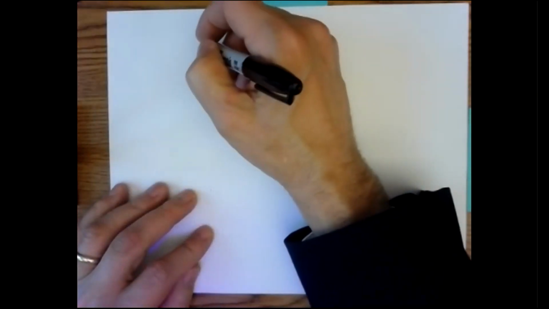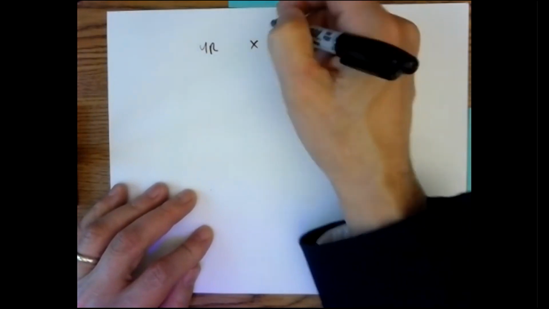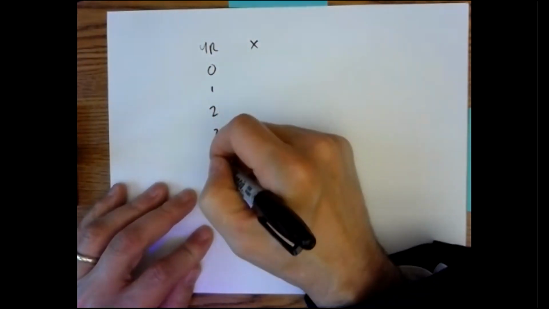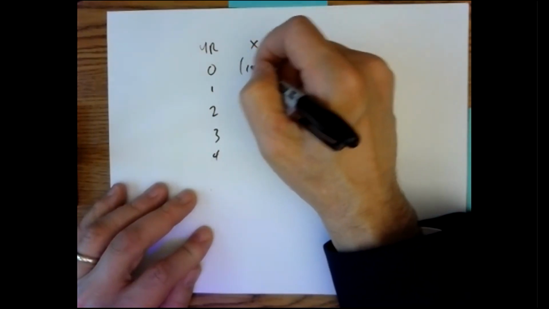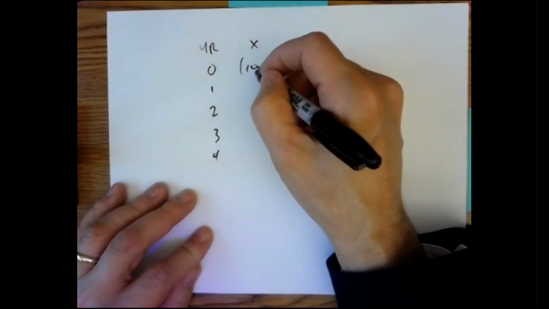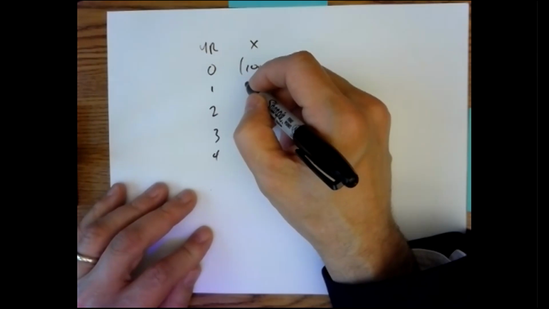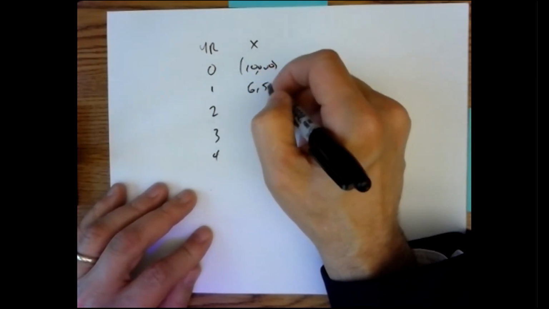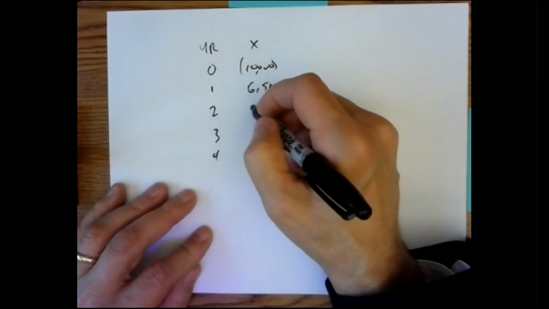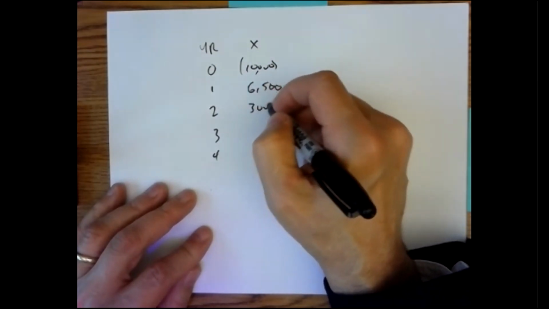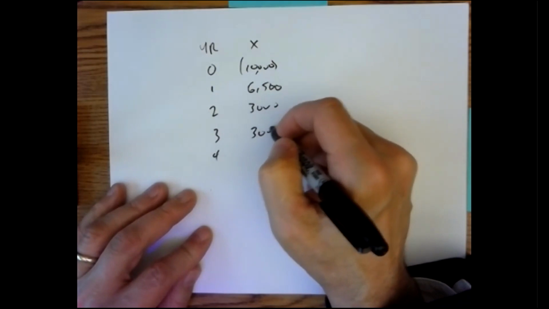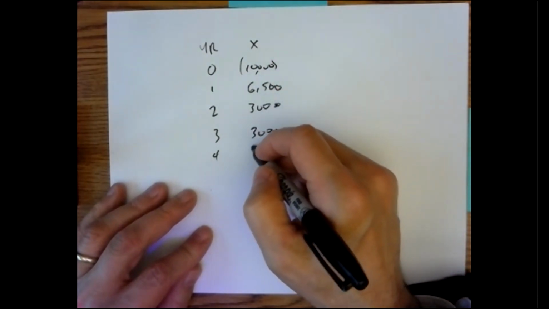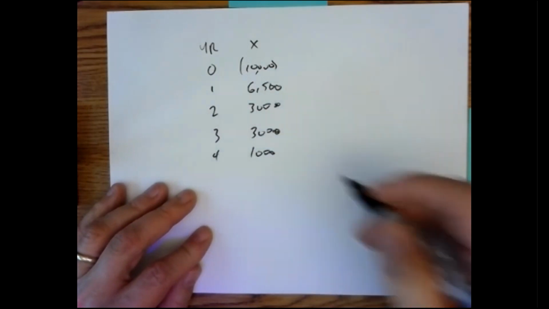So project X has 4 years of cash flows. In year zero is the $10,000 outlay. In year one, we earn $6,500. In year two, we earn $3,000. In year three, we earn $3,000. And in year four, we earn $1,000.